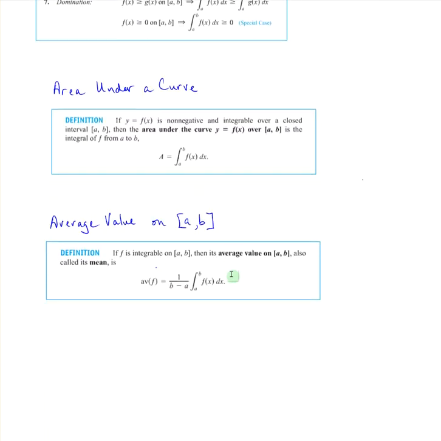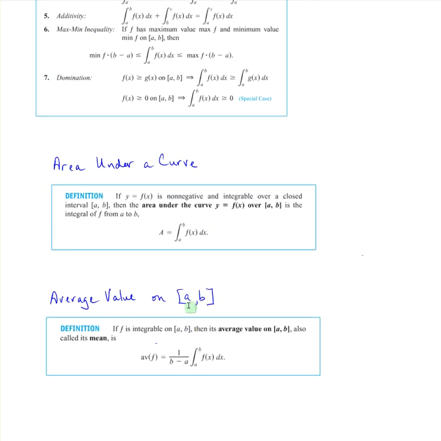And then we also have these two items that will begin to be important. Area under a curve. If y equals f of x is non-negative and integrable over a closed interval, then the area under that curve, y equals f of x over a to b, is the integral. So it's just saying if you need the area of something, you can take the integral from a to b of an interval and find the area. If you want the average value on a to b, then you do that same integral, but on the outside you multiply it by 1 over b minus a. So those formulas will be important at some point.